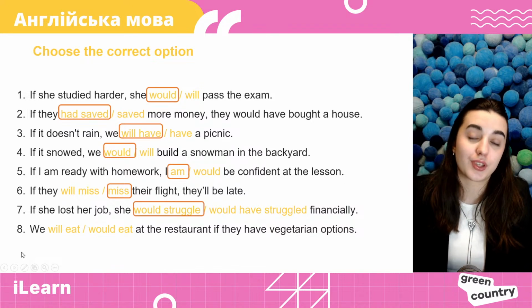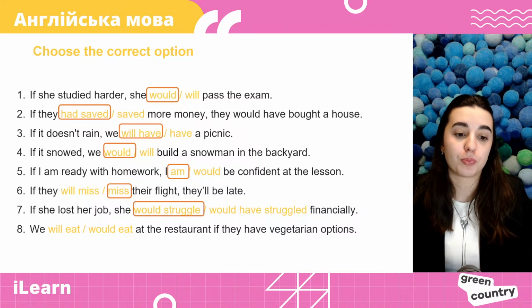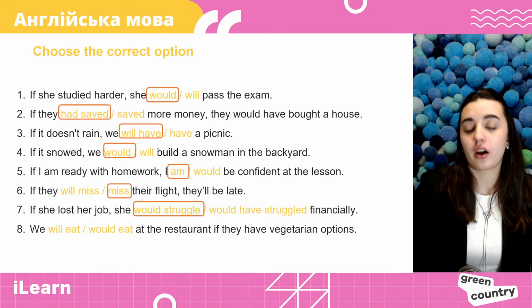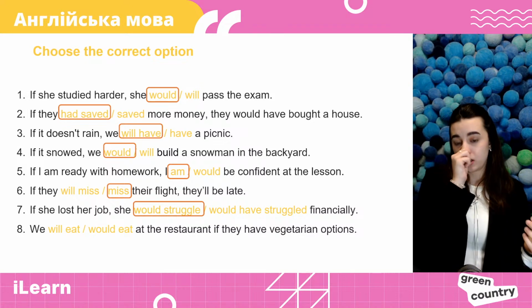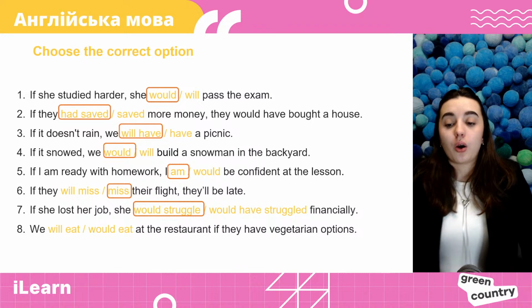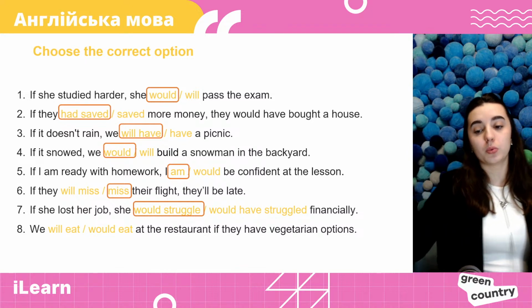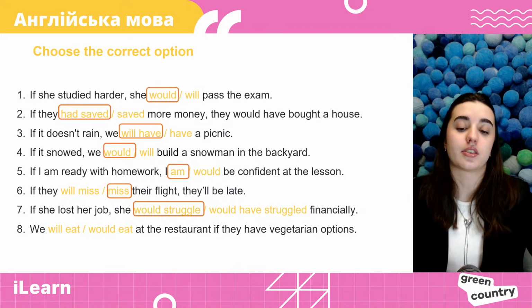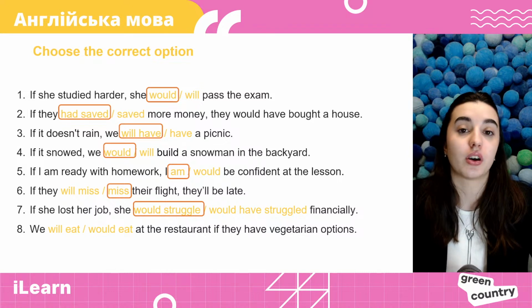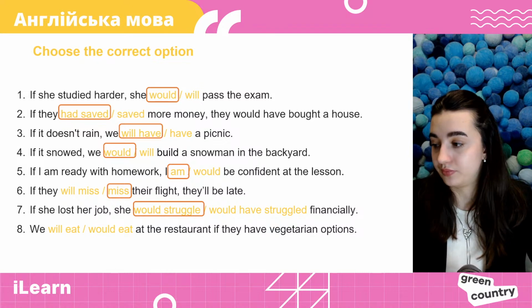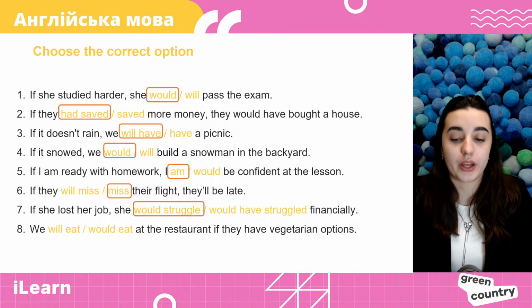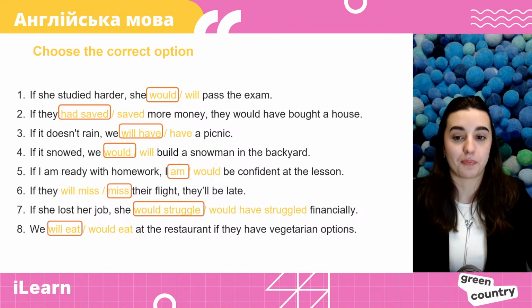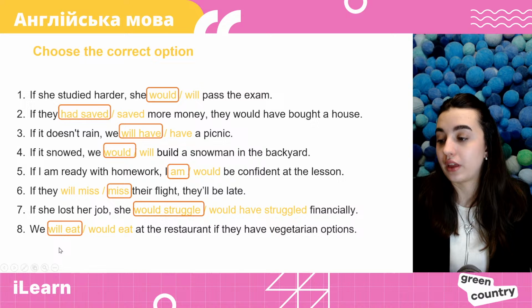Якби вона зараз втратила б роботу, у неї були проблеми фінансові. That's true. But ми можемо зрозуміти, що тут вона не втратила роботу, і у неї немає ніяких проблем. Okay, number 8. We will eat or we would eat at a restaurant if they have vegetarian options. All right. So we will eat, and that is true. So, thank you very much.